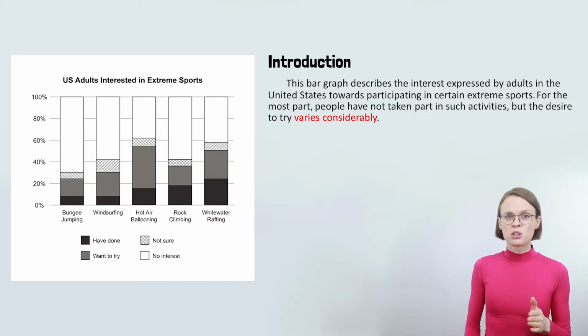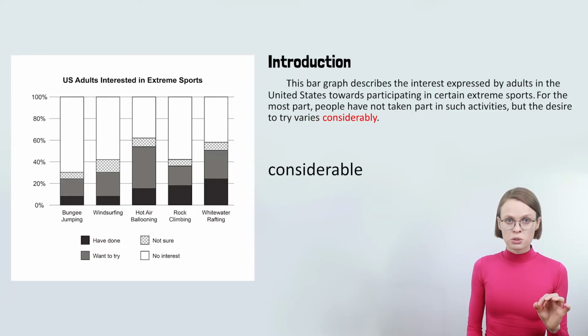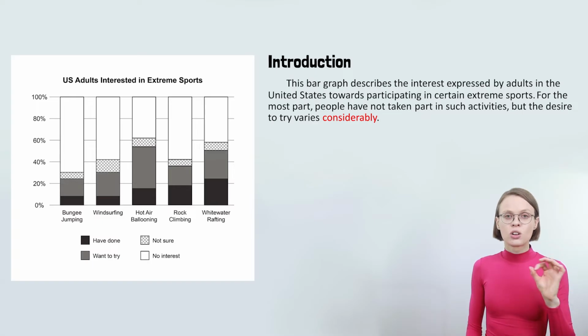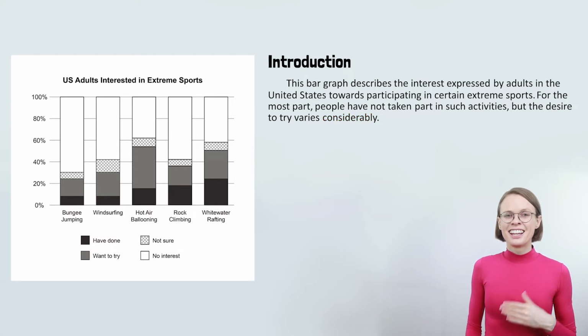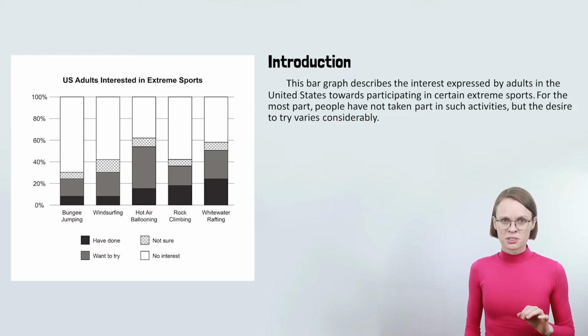Make sure that you use a lot of different vocabulary in Task 1 because this will help you get a high band score. A verb needs to be modified by an adverb. Therefore, I turn "considerable", which means a lot, into "considerably" by adding "ly". That's an awesome sentence. That's enough for the introduction.